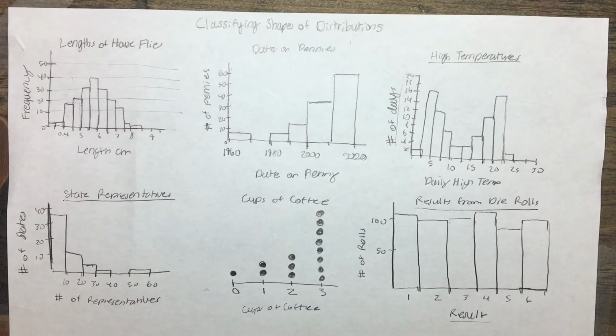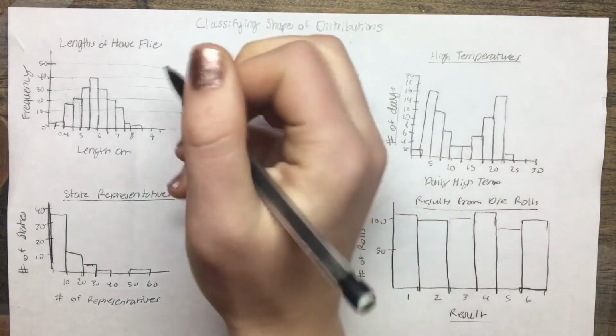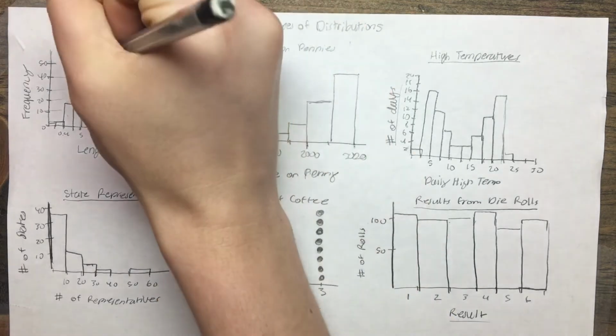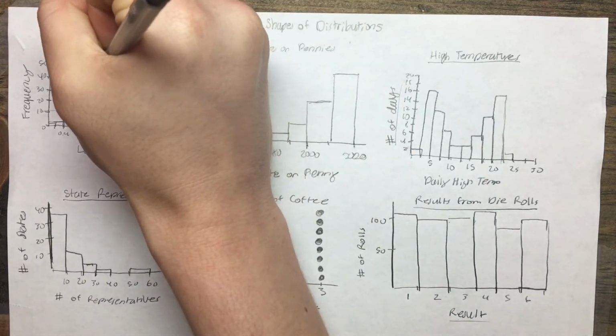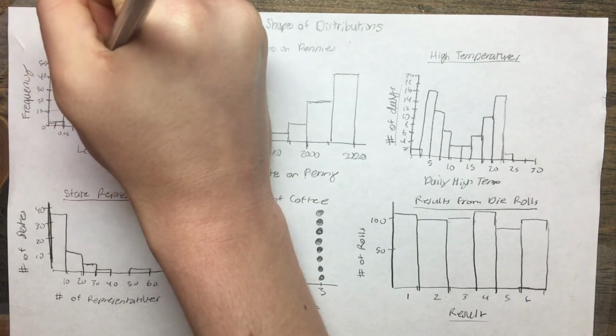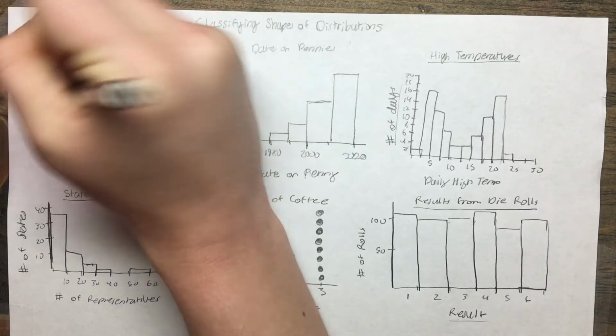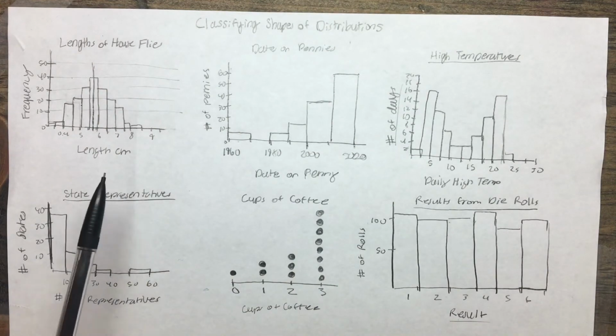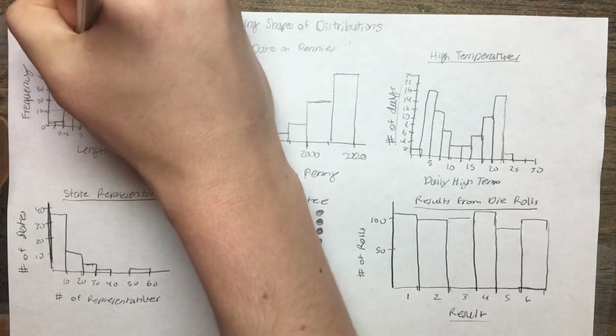Okay, let's get started. So first we have a bar graph right here, and it says lengths of houseflies. And obviously, well not obviously, but this would be the line of symmetry right here, which means everything on the left half, if it's reflected over, is going to be equal to everything on the right half. So this means this graph is symmetric. So I'm going to write symmetric.